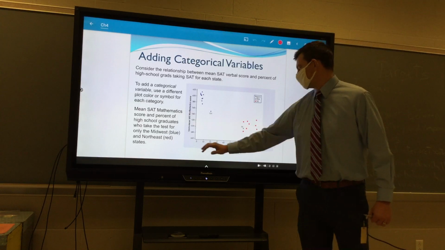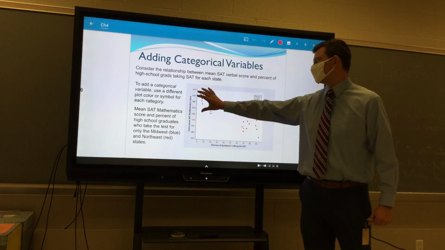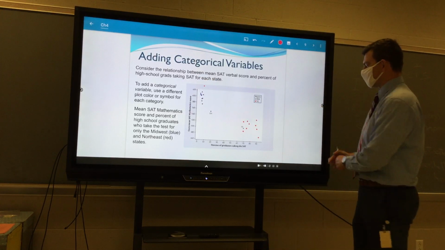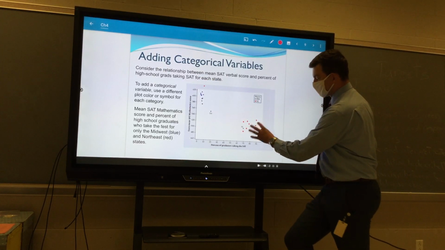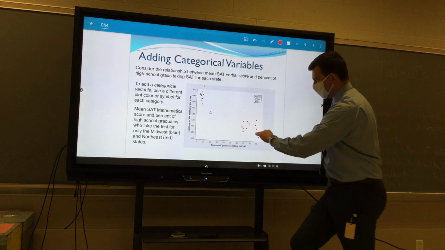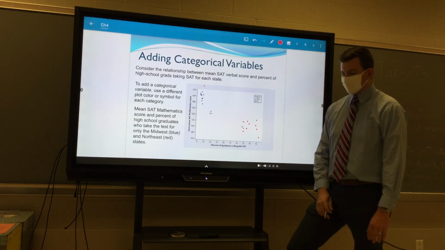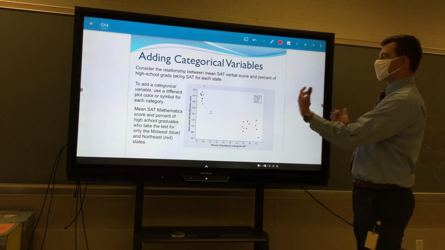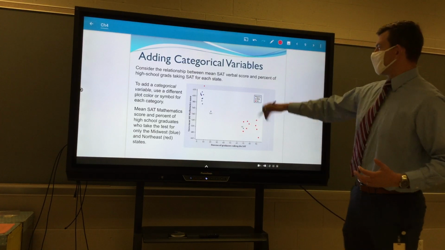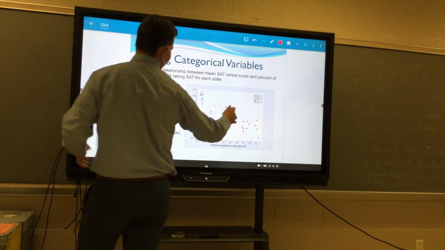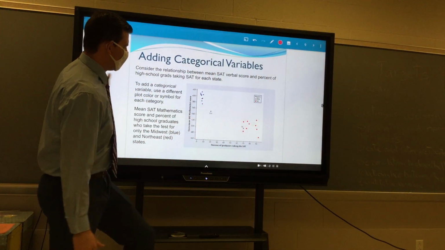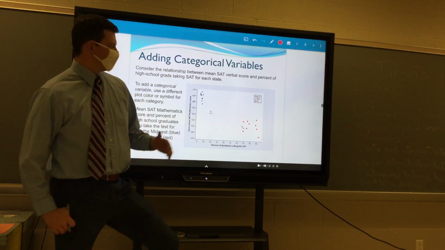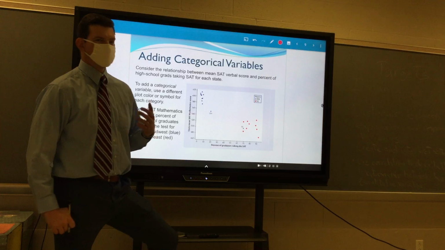These have a low percent of graduates taking the SAT, but pretty high math scores, and this group has a higher number of students taking the SAT, but a lower average score. That would be kind of perplexing to us. Why do we have this great divide? Well, it's actually beneficial in this case that we have the colorization. The red dots represent states in the Northeast. The blue dots represent states in the Midwest.